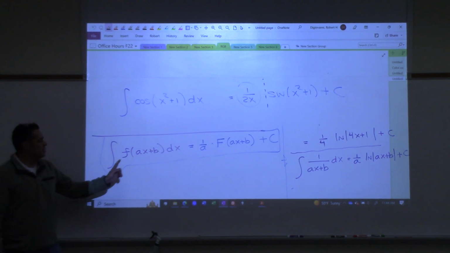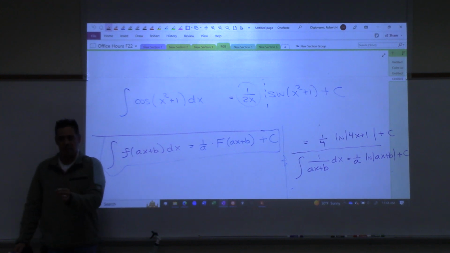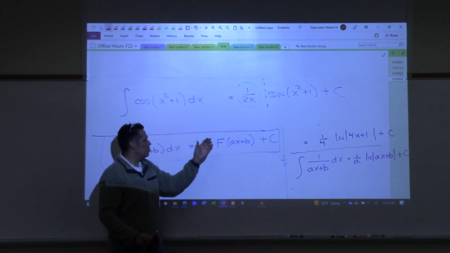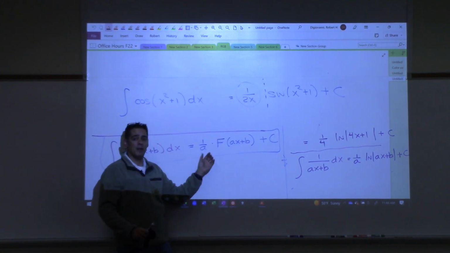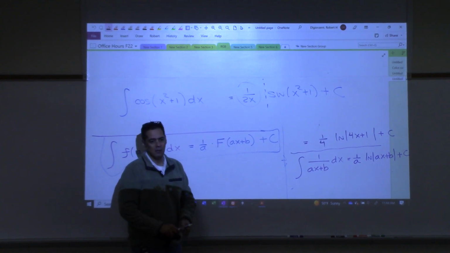The only reason this works is because the derivative of what's inside is a constant, and that constant can be put out front, because when we take the derivative here, a constant out front just comes for the ride. It doesn't then require the product rule. All right.